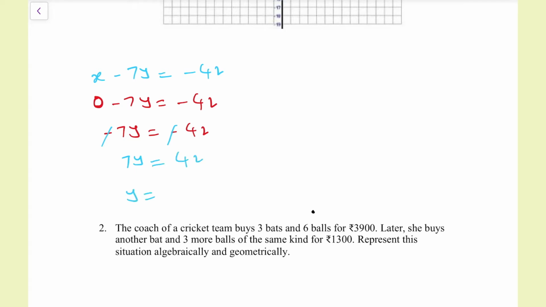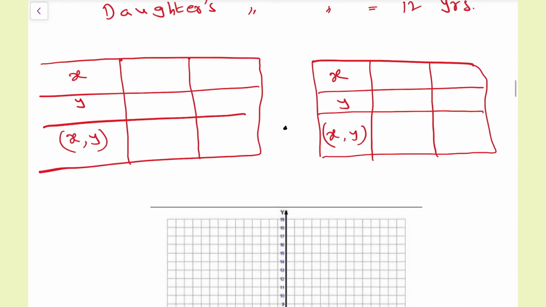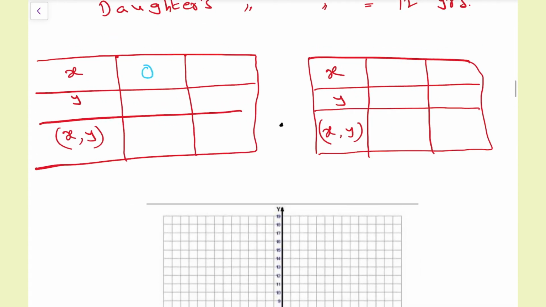Then what will be the y value? 6, because 7 6s are 42, right? So I substituted 0 and I got 6. Write that here: 0 I took in the place of x and I got the answer 6. So my first point is 0 comma 6.